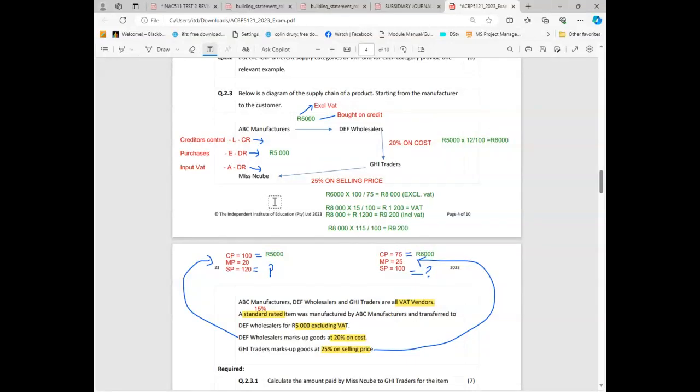We can calculate input VAT. Calculate for me how. So I say 5,000 times 15% over 100. Perfect. Which is 750. How much is the creditors now? It's 5,750.